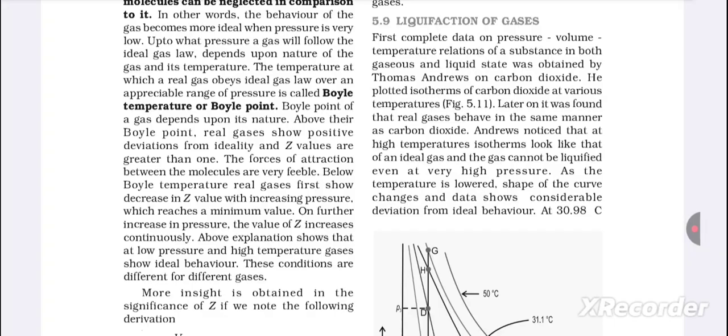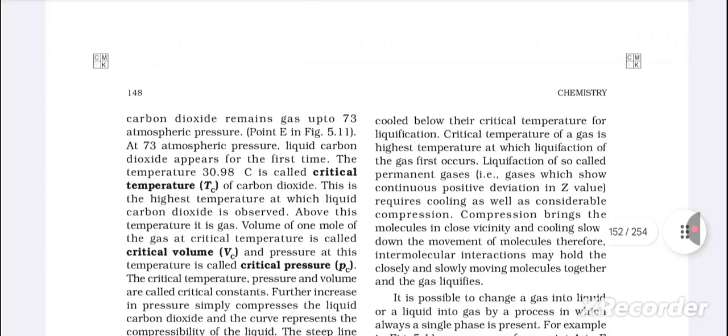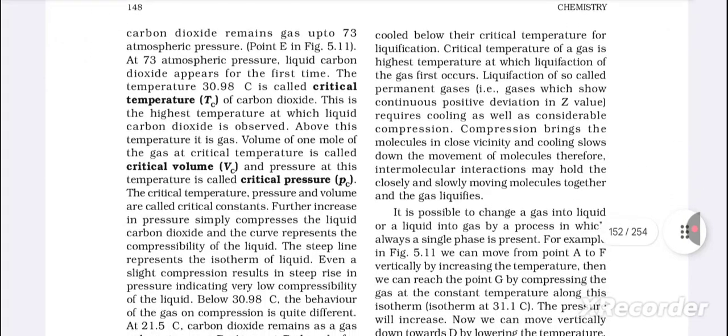Andrews noticed that at high temperature, isotherms look like those of an ideal gas, and the gas can't be liquefied even at very high pressure. As the temperature is lowered, the shape of the curve changes and data shows considerable deviation from ideal behavior. At 30.98 degrees Celsius, carbon dioxide remains a gas up to 73 atmospheric pressure. At 73 atmospheric pressure, liquid carbon dioxide appears for the first time.